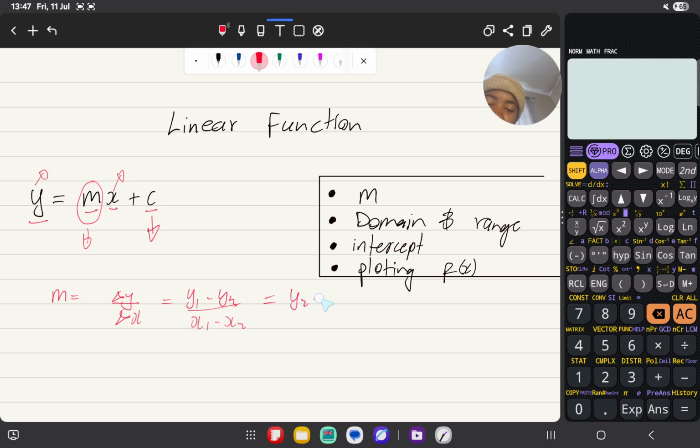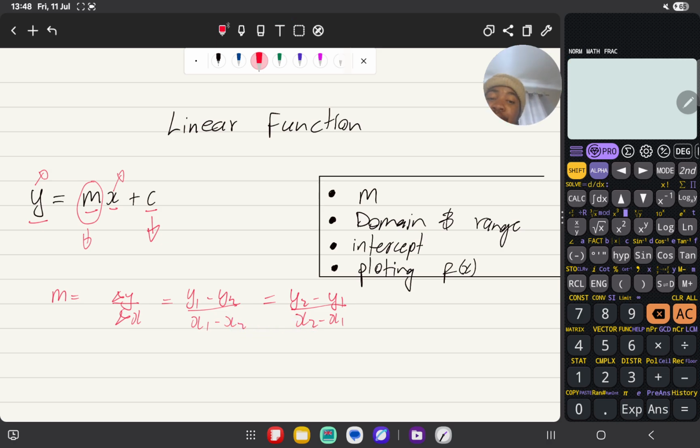Or it can be y2 minus y1 over x2 minus x1, right? But it can never be change in x over change in y. This is not gradient, right? We don't say y2 minus x2, this is not how it's done. y1 minus x1, this is not how it's done. That's not how you calculate your gradient. So your gradient is just change in y over change in x, which could be either of these two, right?